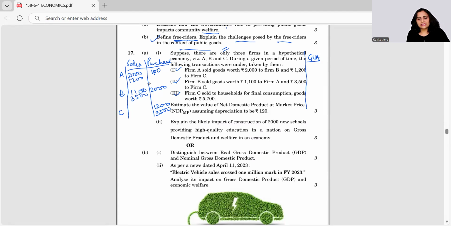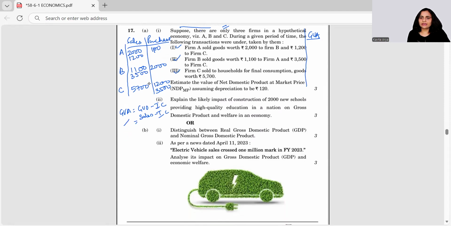Now, for C, it is form C sold to household for final consumption goods worth rupees 5700. So it is 5700 which is sold, right? So if we just check it out, what is the formula of GVA? GVA is GVO minus IC. So GVO is sales plus change in stock. Change in stock is not there. So sales minus purchases or IC will give the value of GVA, right?